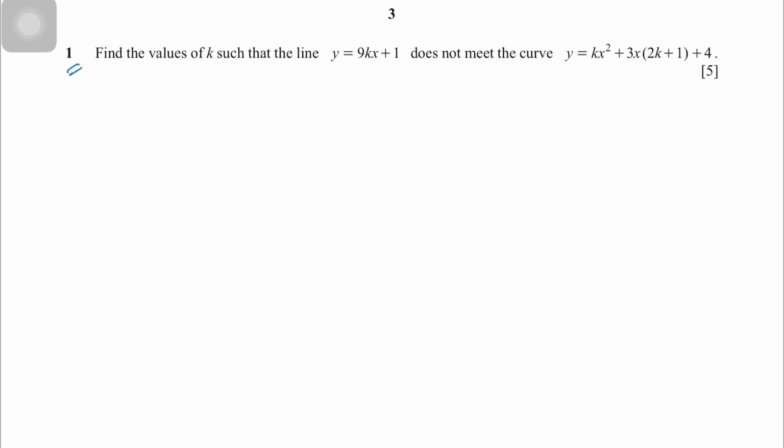Now, question 1 is given as: find the values of k such that this line does not meet the curve y equals this curve's equation. When it does not meet the curve, this is basically b squared minus 4ac, our discriminant, which is less than 0.